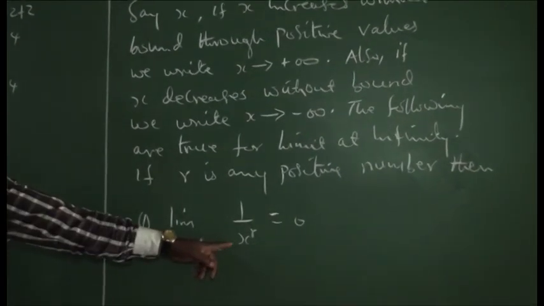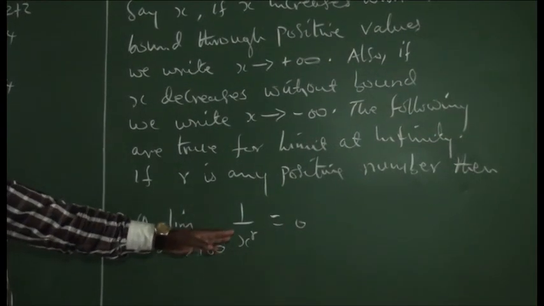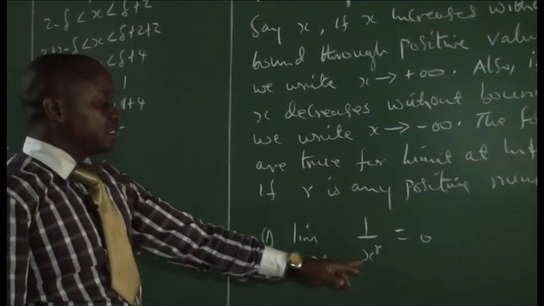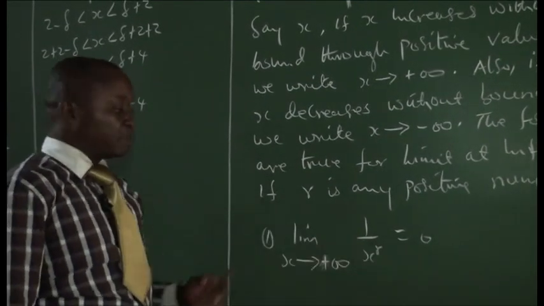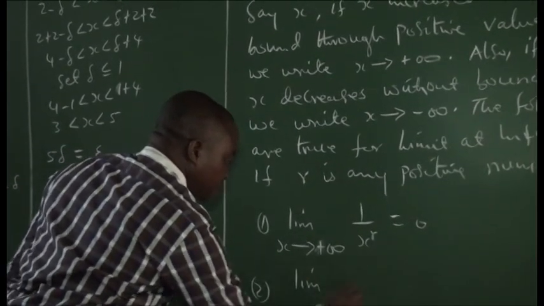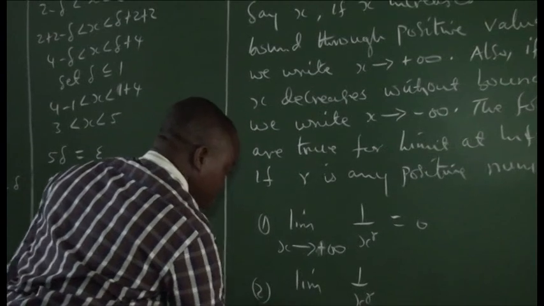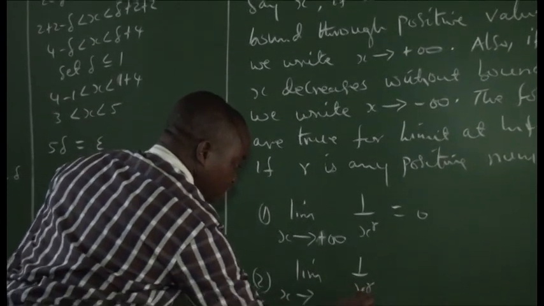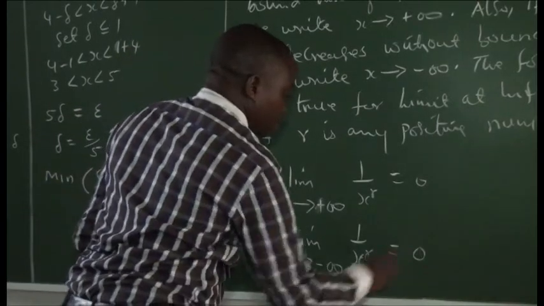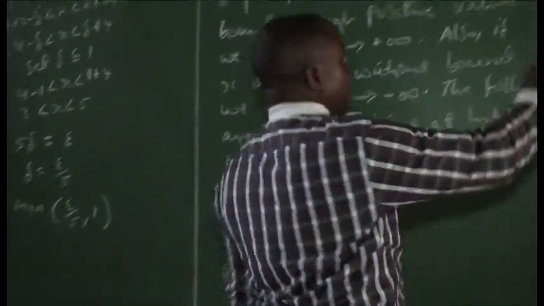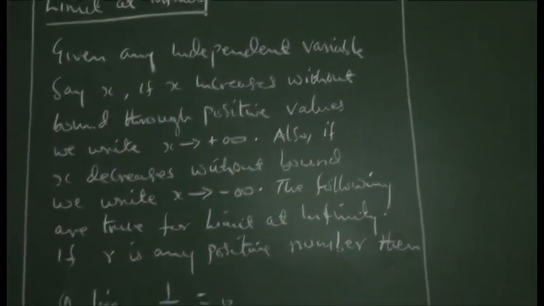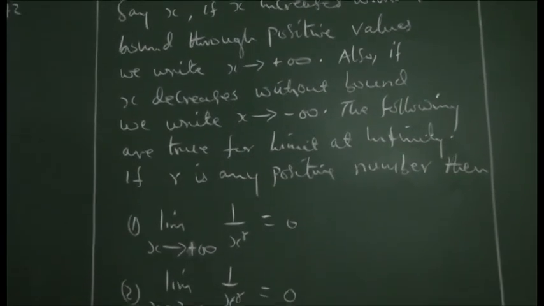Now take note of this property, because I'm going to explain it again during the example, why we say this will be equal to 0. Number 2: the limit of 1 over x raised to r as x approaches negative infinity will also be 0. All right. We'll take an example and see the practical aspect of it.